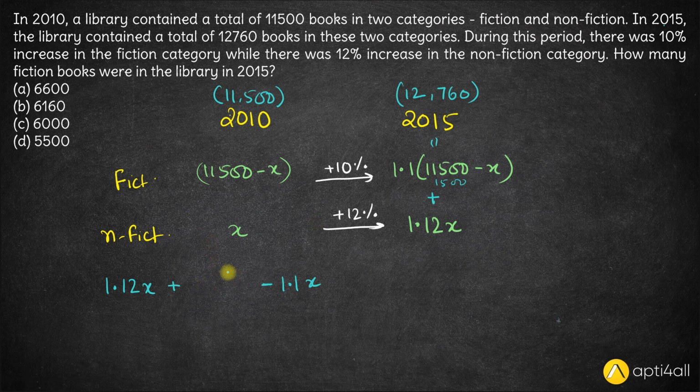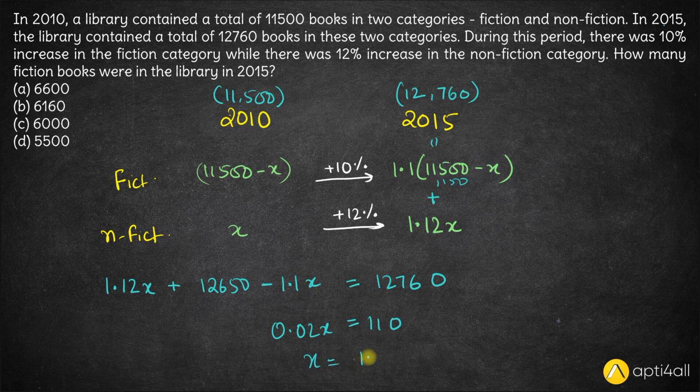Sorry, it should not be 13,000. 10% of this is 1,150. So 12,650. This should be 12,650 minus 1.1x, and the total is equal to 12,760. Okay. So we have 12,760 minus 12,650, which is effectively 110, which is 1.12x minus 1.1x, which is 0.02x.